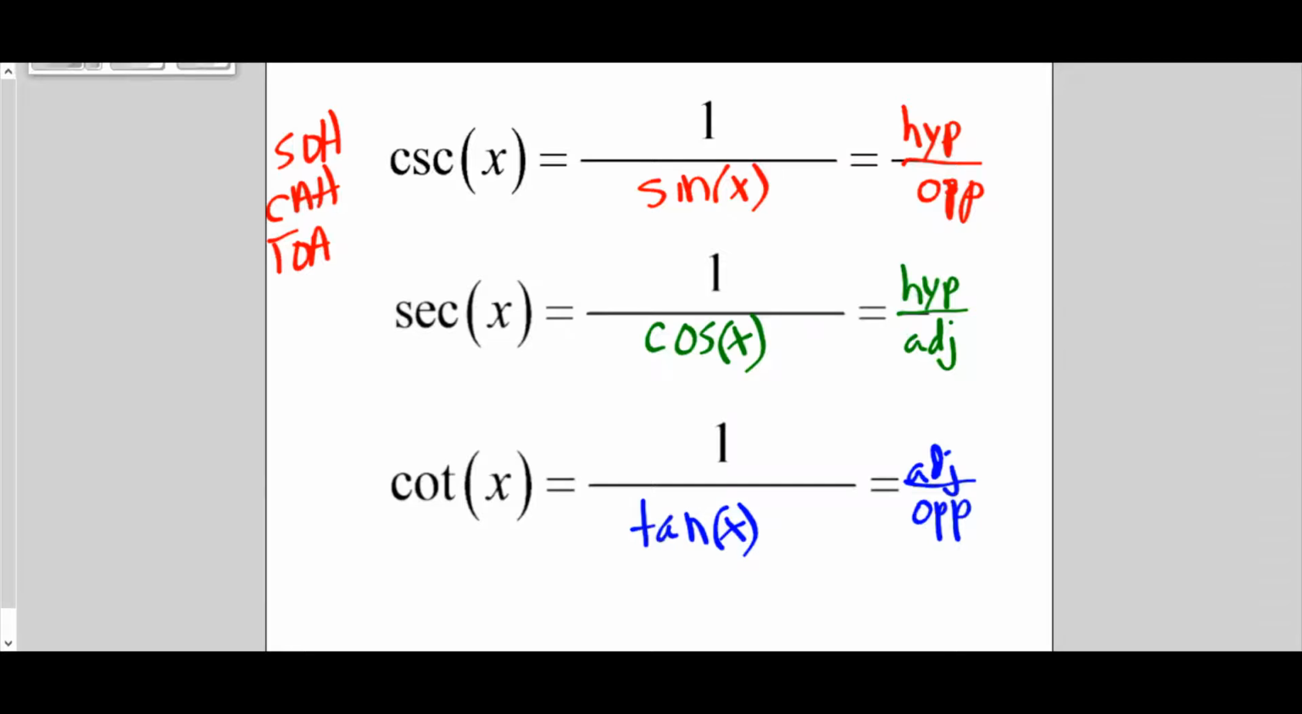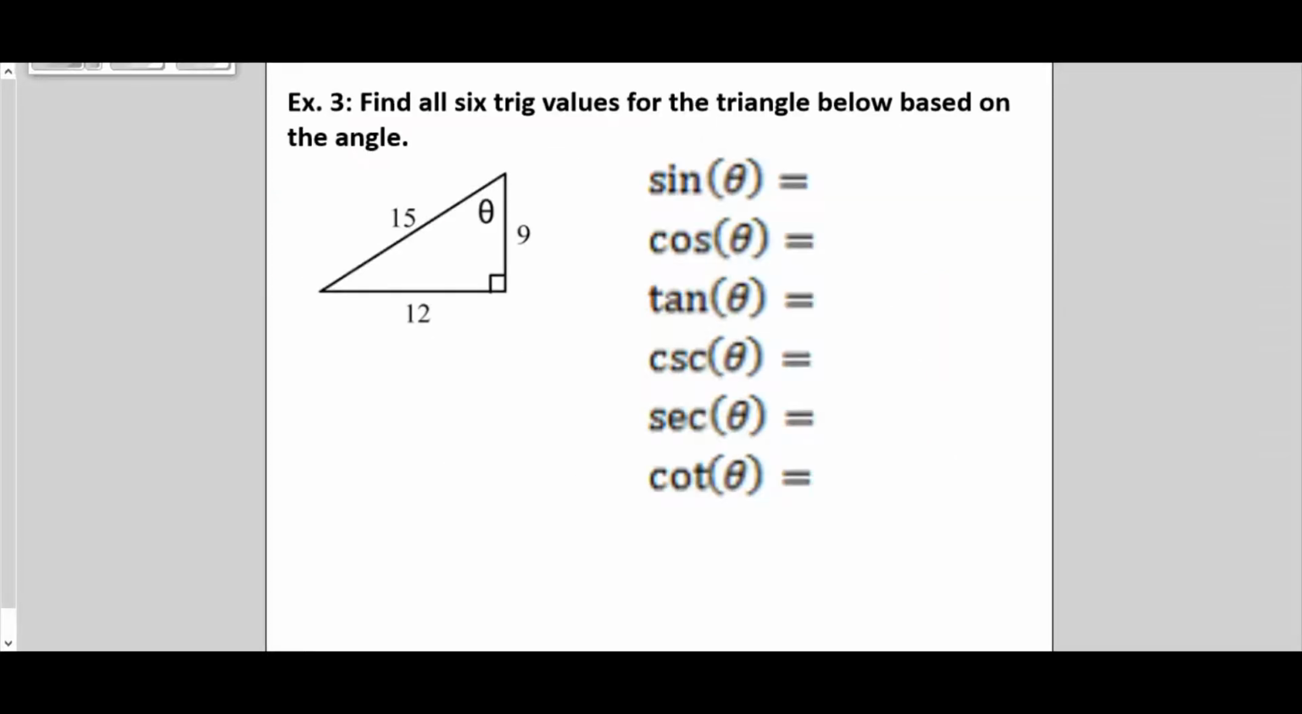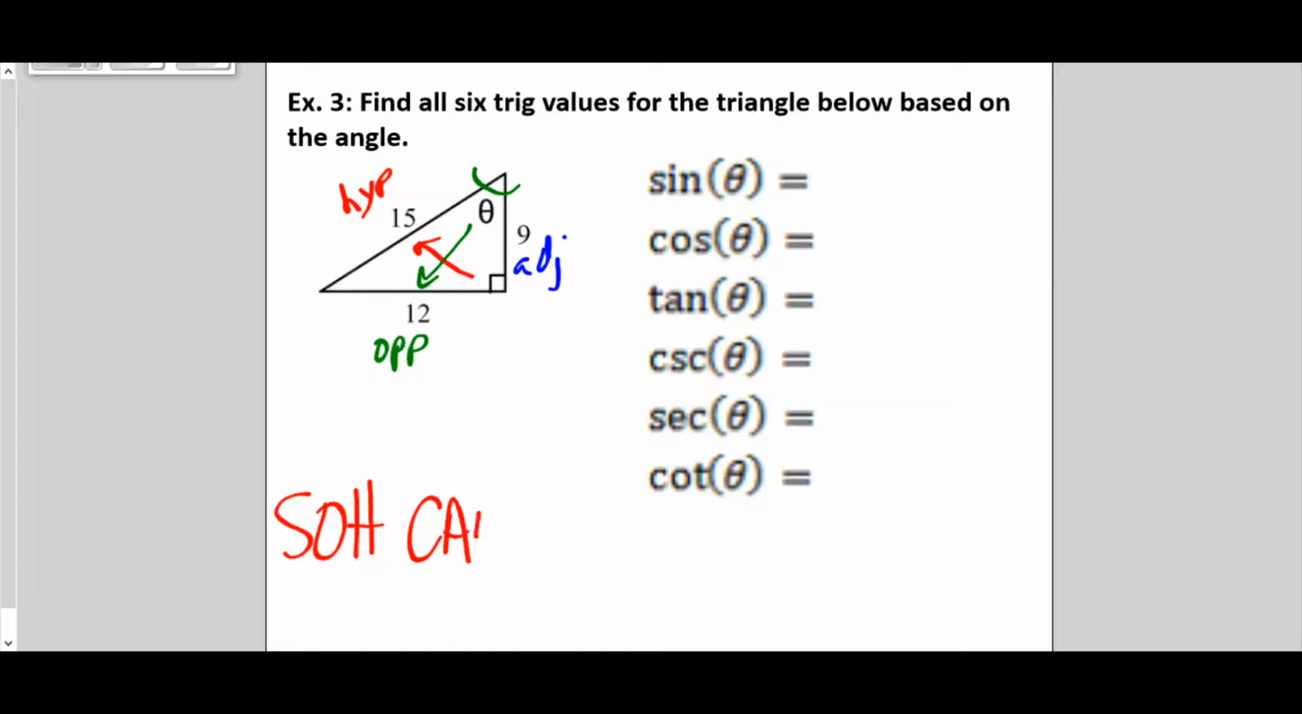first example of this. So example 3: find all 6 trig values for the triangle below based on the angle. So this is my reference angle. So let's start by identifying the sides of my triangle. Across from the right angle is the hypotenuse, so that would be 15. Across from my reference angle is the opposite, so that would be 12. And my adjacent is 9. So I'm just going to write out SOHCAHTOA so that I have it when I identify my trig functions.